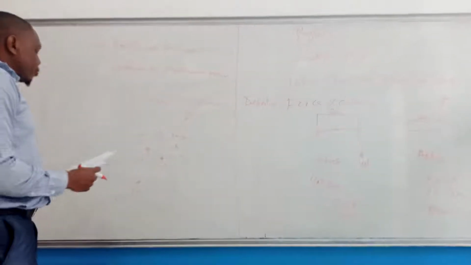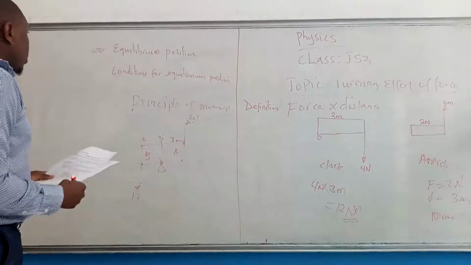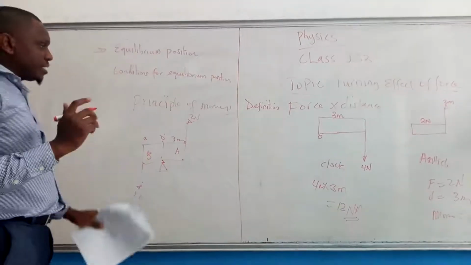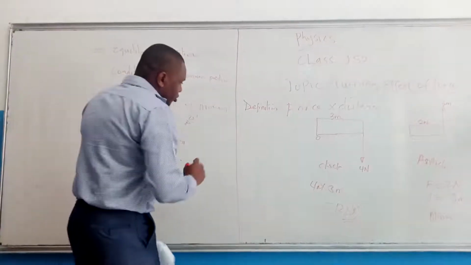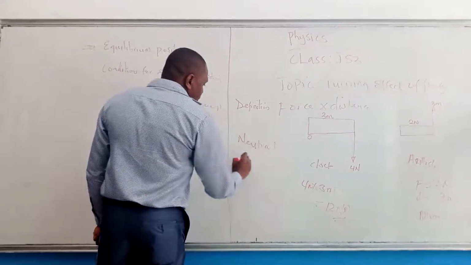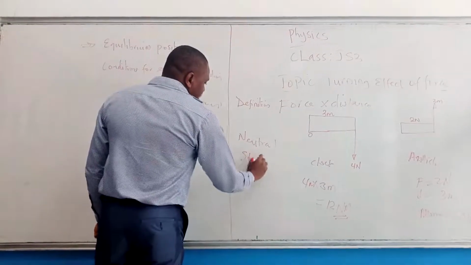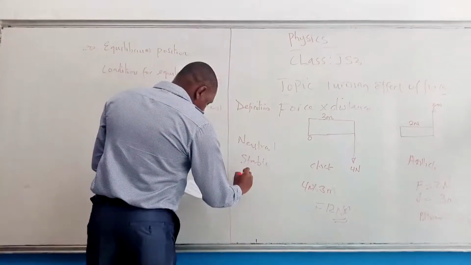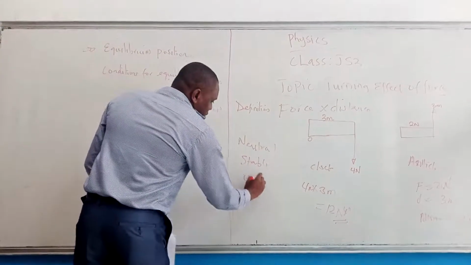Now we have equilibrium states. When we talk of equilibrium states, we have 3 states of equilibrium. We have the neutral state, we have the stable state, and we have the unstable state.